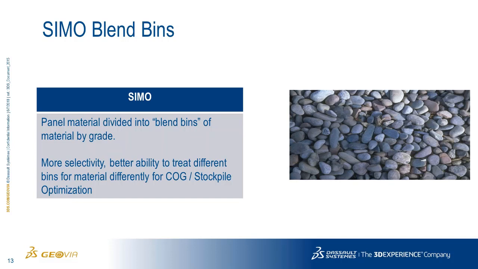The visual example is on the right there with those pebbles. Within that panel, we have a lot of different types of material, and I don't want to treat it all the same. I don't want to group it all up into one big group and then make a global decision. I want to be able to handle similar types of material based on grade in a different way, to better optimize what I'm doing with the material. So that's what we call blend bins inside of SIMO.